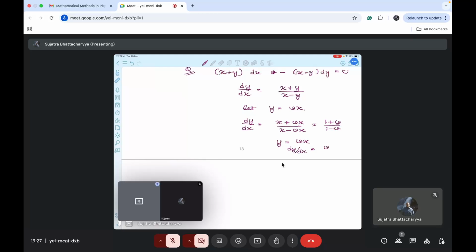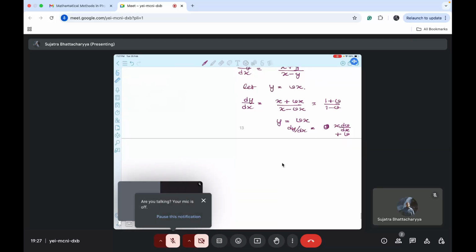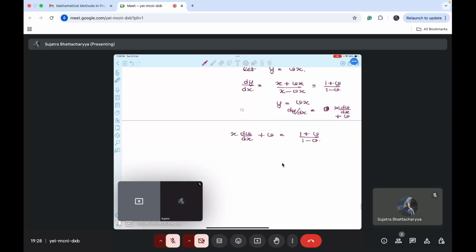This will be x times dv by dx plus v, correct? Because v is also not a constant. Fine. So you have therefore x dv by dx plus v equal to 1 plus v divided by 1 minus v. So you have x(1 minus v) dv by dx plus v into (1 minus v) is equal to 1 plus v.